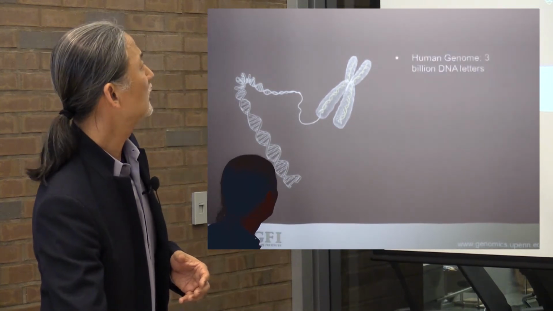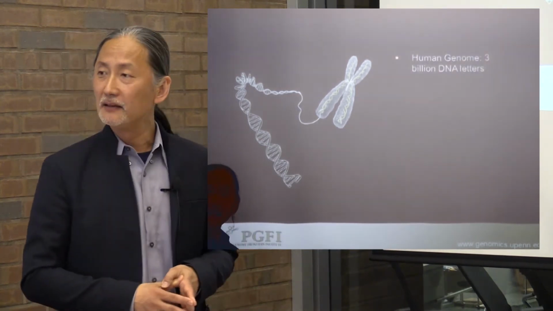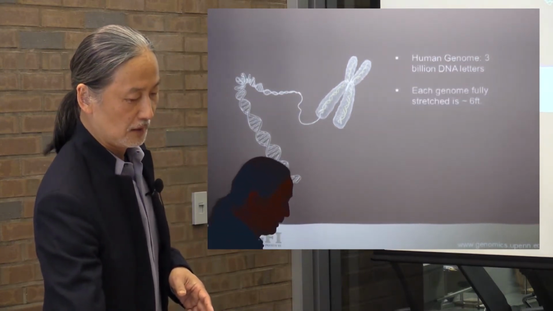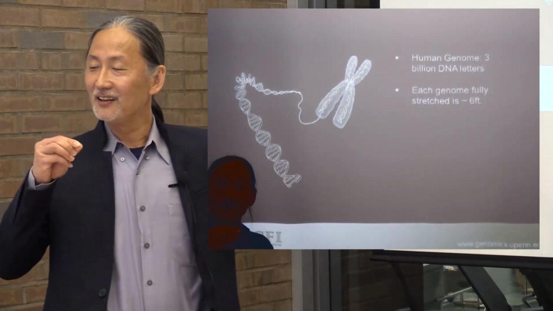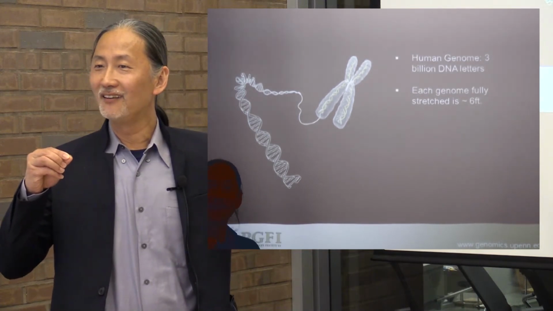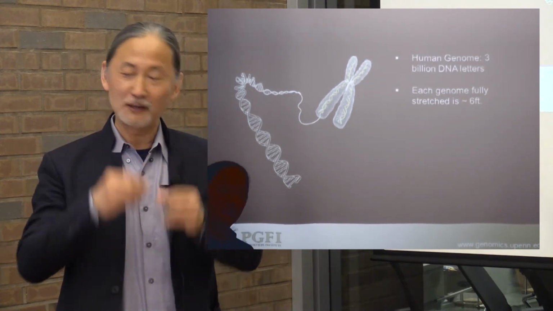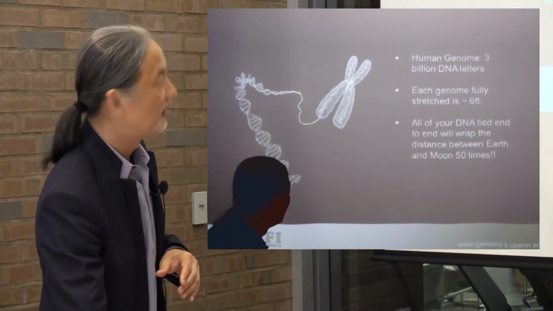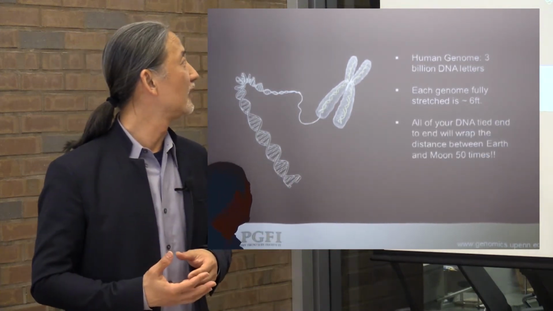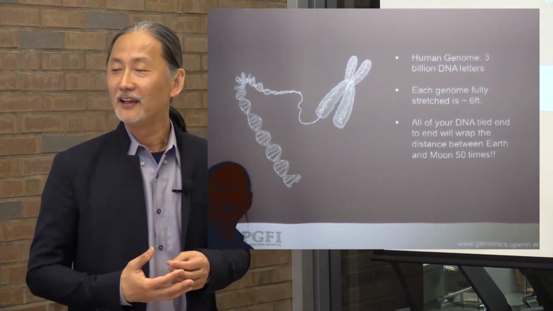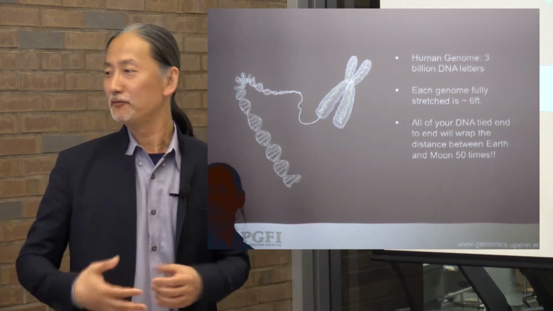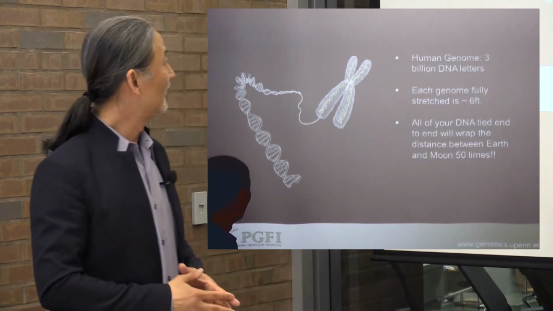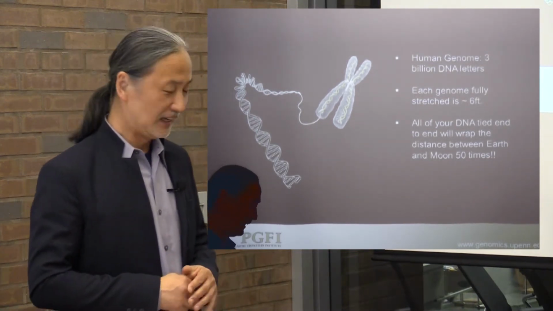So the human genome is about 3 billion DNA letters, and if you actually took the whole genome and stretched it out fully, it's about 6 feet long, although it's all wound up tight in each one of our cells. So I like to tell the students that if you take all the DNA in your body and put it end to end, it will actually go to the moon and back to Earth 50 times. So that's how much string is in your genome, in DNA.